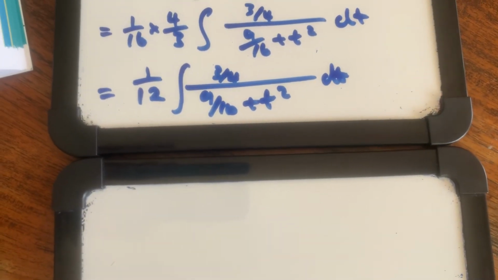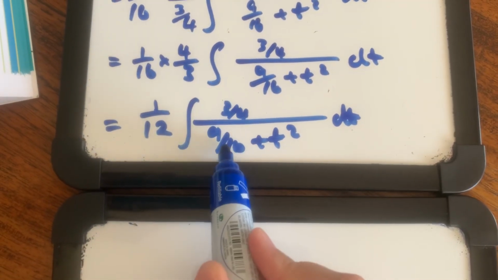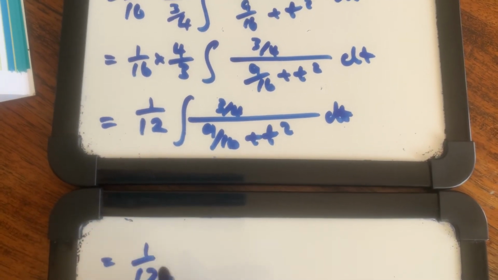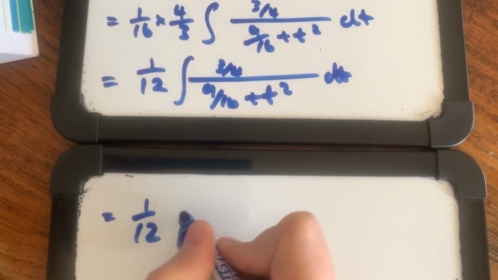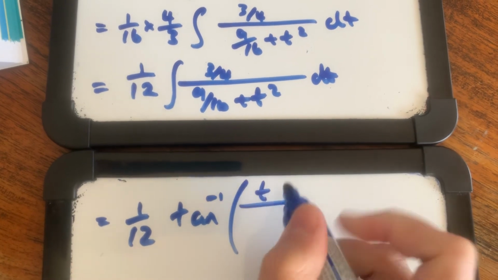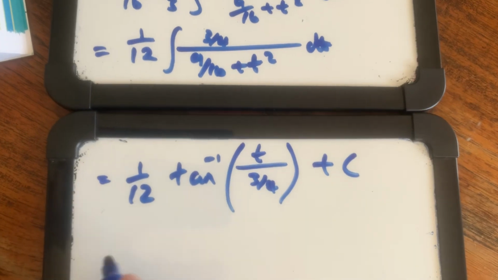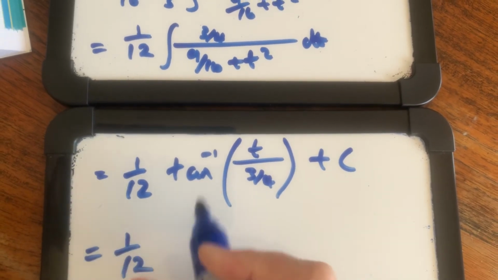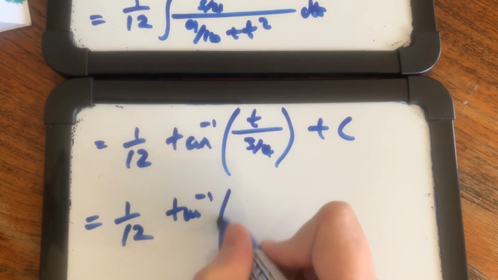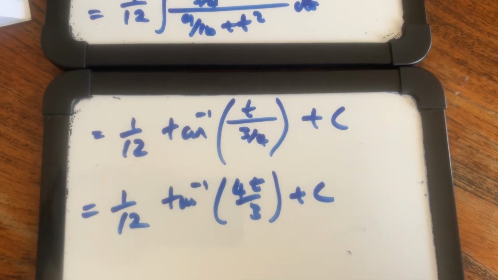So, moving on with that, we know it's tan. Now it's a over a squared plus x squared. So this is going to equal 1/12, because my 1/12 just stays at the front, tan to the -1, t over 3/4, plus c. Now remembering, when we do this, that dividing by 3/4 is the same as multiplying by 4 over 3. And there's our final answer.